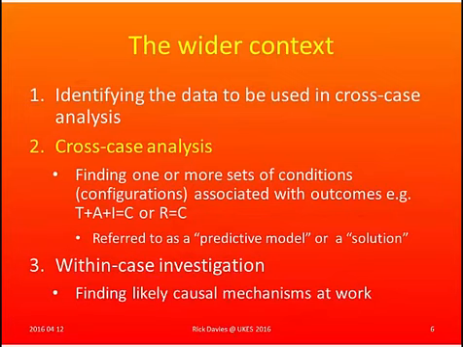Before I introduce the six approaches, I want to put them in some context. In each case, some prior work will need to be done to identify and prepare the data that will be used. Although important, I won't be discussing this stage here today. The main focus will be on cross-case analysis, where the aim is to find one or more packages of conditions, known as configurations, that are consistently associated with an outcome of interest. However, I also hope to give some time to how we can then proceed to within-case investigations to find causal mechanisms that are likely to be at work behind these associations.